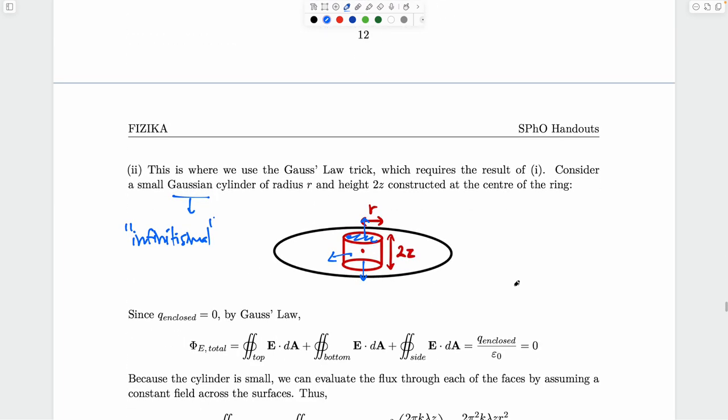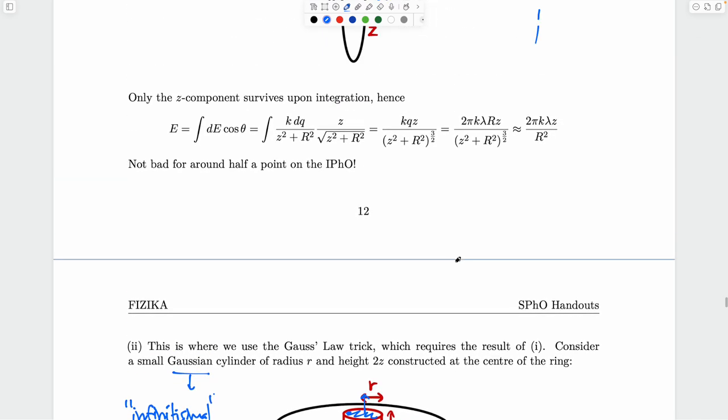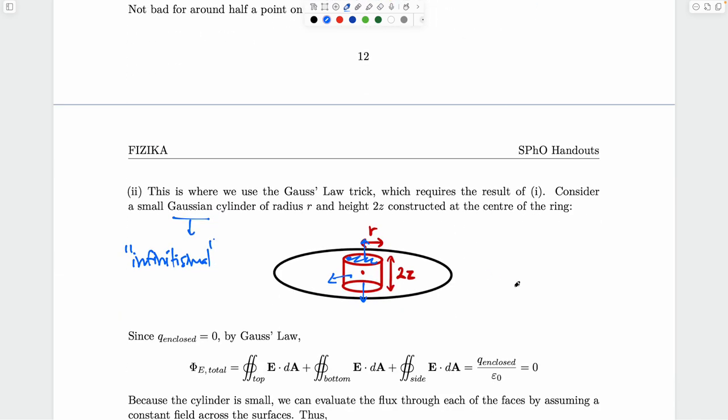So this specific idea of drawing a very small Gaussian surface is useful when you know the electric field along one axis and you want to find the electric field along an orthogonal, perpendicular axis. In this case, we know the electric field along this axis, and we want to find the electric field along these axes, which are perpendicular. So this trick will work well in these situations.